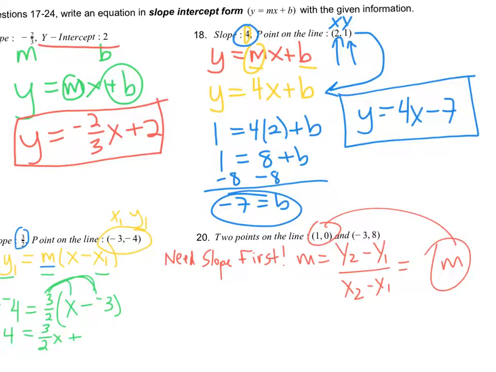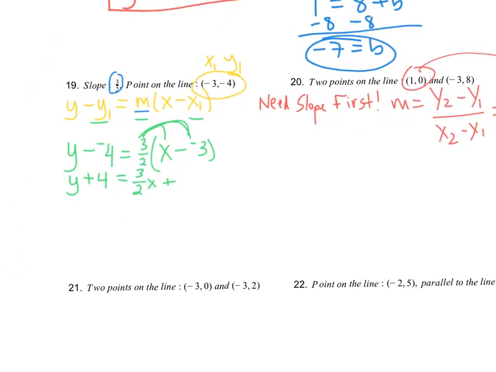I'm not going to go through this whole problem just to save time for this video, but you can always use the answer key to check your work. But find the slope, then use one of those points. Actually, it doesn't matter. You could use 1, 0 or negative 3, 8, and it will get you to the same spot eventually. I always tell my students, use the easier numbers. 1 and 0 look a lot easier to use than negative 3 and 8. So use those 2 pieces of information to find your equation.